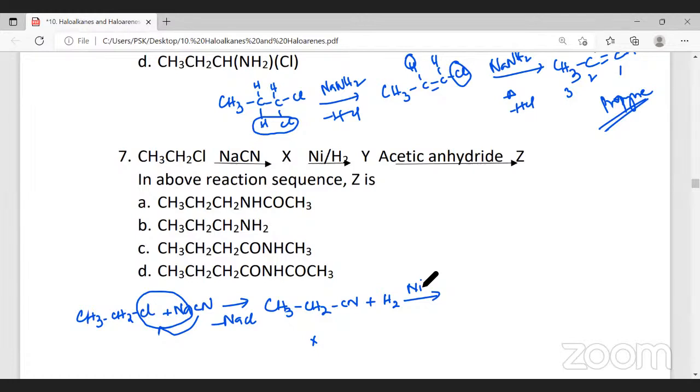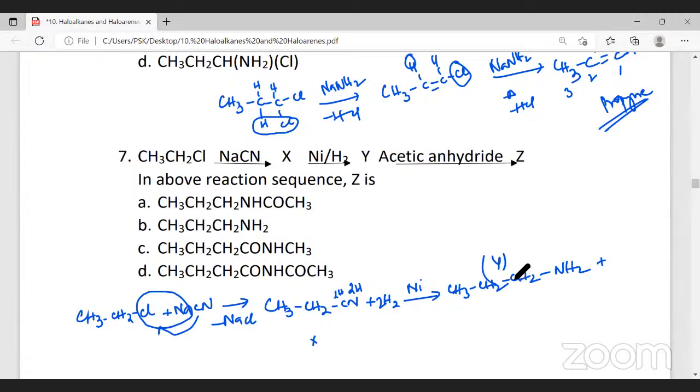What do you mean by hydrogenation? Addition of hydrogen is called hydrogenation. Here we require 2 moles of hydrogen. So 2 hydrogen atoms get bonded to carbon and 2 hydrogen atoms get bonded to nitrogen. Therefore, the next product we get is an amine, CH3CH2CH2NH2. It is a primary amine. This is Y.